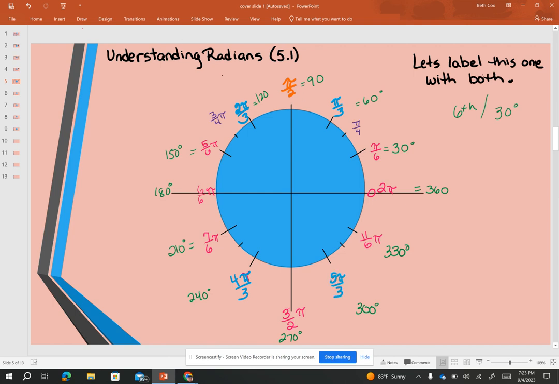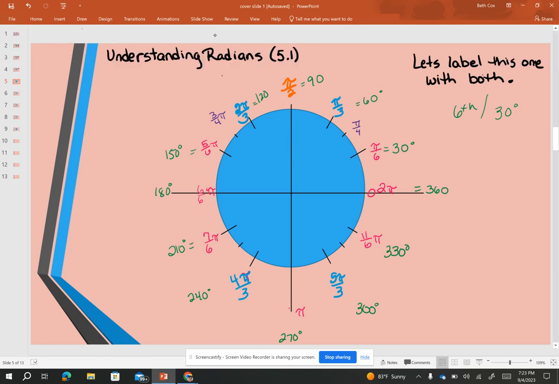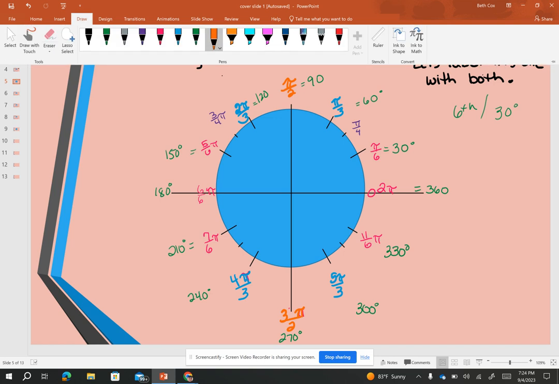Okay, and I already had a different color on the pi over 2. Let's go ahead and do the 3 pi over 2. There we go. Okay, so now we're getting some color in here, and now we're going to do our fourths. So last time we did our fourths, sometimes we need to draw them. I think it's a good time to maybe draw them in here. There we go.